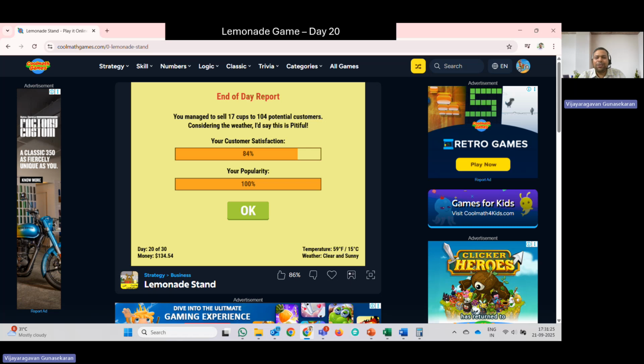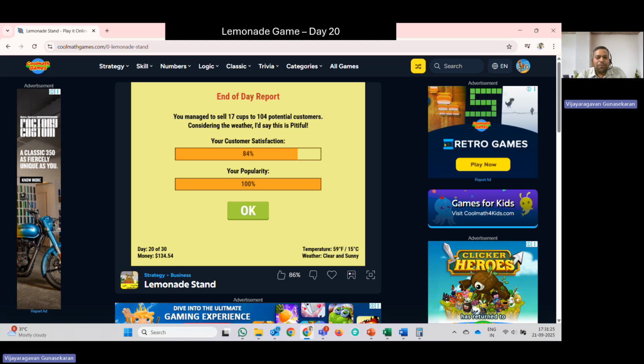In the business simulation, there is no option to change it in the later part actually. But because of that, I have lost so many customers. I only made 17 cups out of 104 potential customers. That was a major dip. If this would have been changed, at least I would have achieved 50% or so. I would have achieved a more profitable business by the end of day 30 actually.